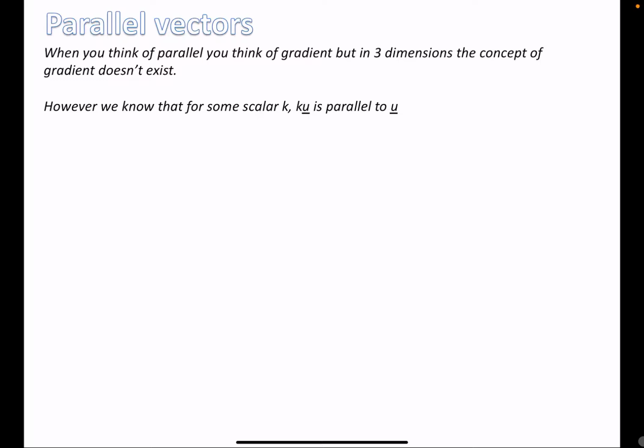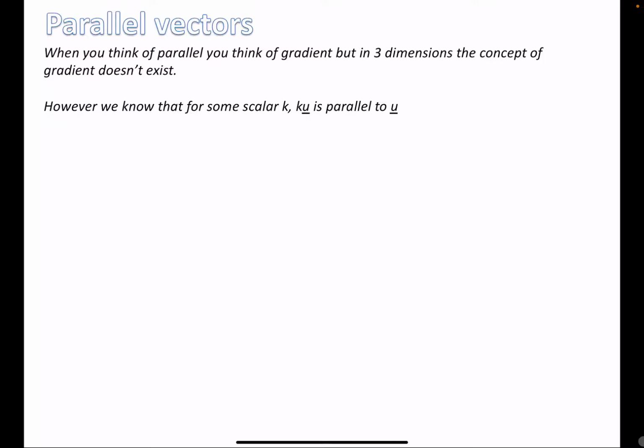So when you think of parallel, it's more to do with gradient, but we can't really have the idea of gradient when we're dealing in 3 dimensions, okay? It's not really a concept that exists, but we can do something similar, and we often want to prove that they are parallel, or at least they're kind of running in the same direction. And we do that by using this idea of scalars, okay?